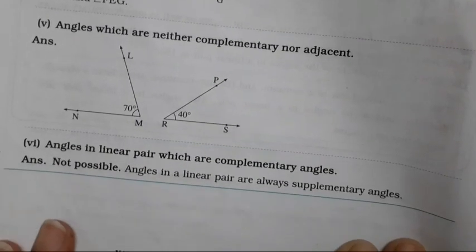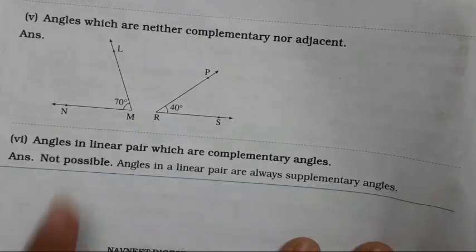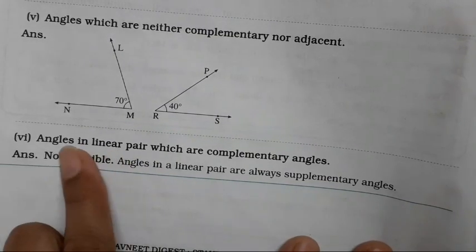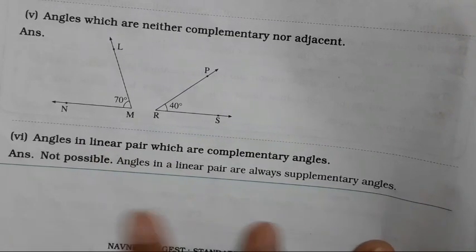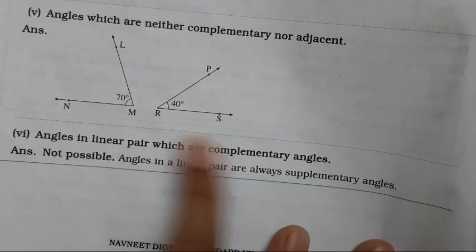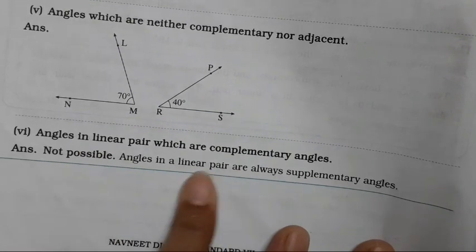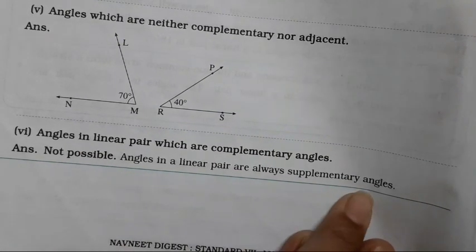Okay, now the next question is angle in linear pair which are complementary angle. So angles in linear pair, if it is in a linear pair which are complementary angles. लीनियर पेयर में कॉम्प्लीमेंट्री एंगल्स कभी भी नहीं होते हैं. It is not possible. Angles in a linear pair are always supplementary angles.